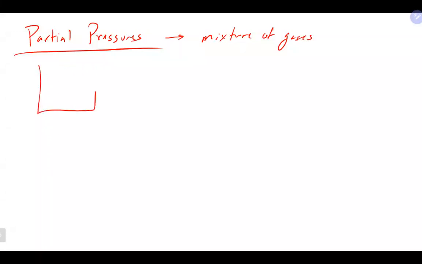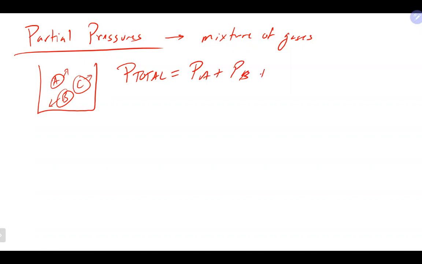And in a container where we have gas molecule A, gas molecule B, gas molecule C, however many, obviously they're all flying around. They're all causing collisions, which means the total pressure here would be a result of the pressure of each of those gases in that mixture. And that's why these are referred to as partial pressures, because they each are partially contributing to the overall pressure of that mixture.